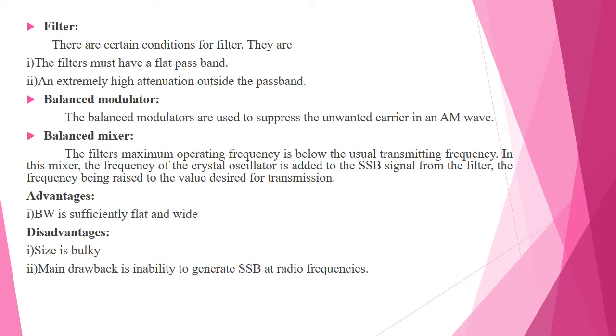Okay, so the SSB signal having the frequency equal to the transmitting frequency is then amplified by the linear amplifiers. Okay, so the main advantage of the filter method is that the bandwidth is sufficiently flat and wide. And the main disadvantage is that it is very bulky, and the main drawback is the inability to generate the SSB at radio frequencies.